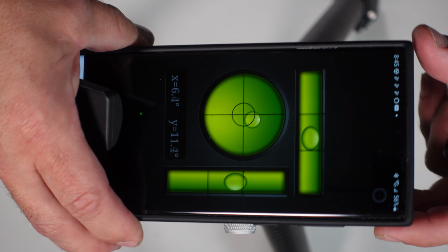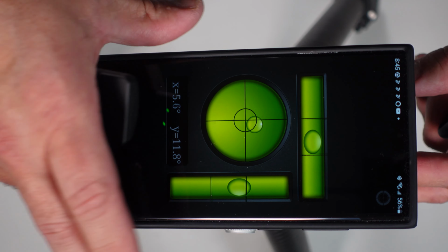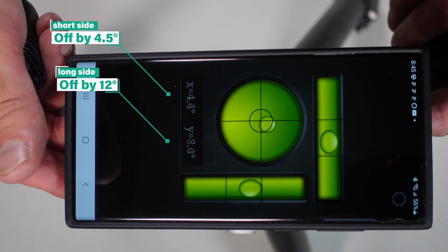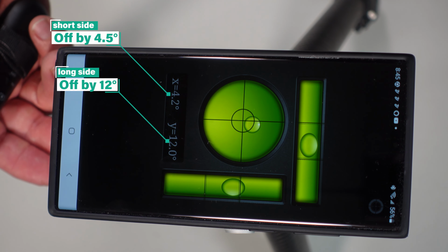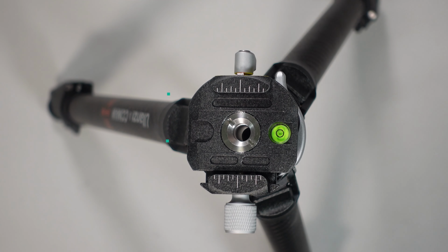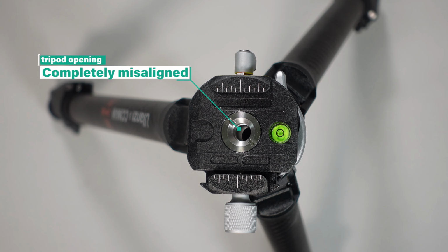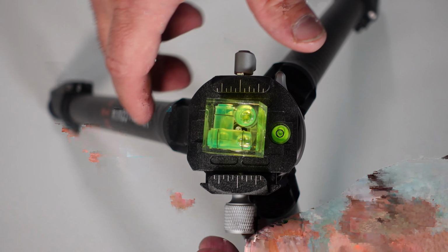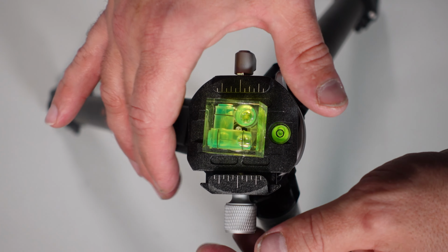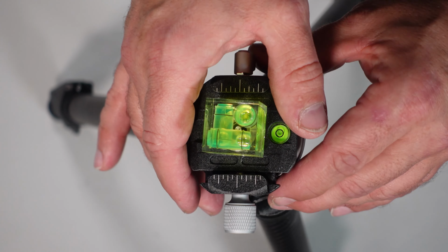Here we go. So you can see how unlevel it is. Okay, so this is very, very unlevel. Now, if I were to actually level it, so I'm gonna go ahead and use this thing right here to level it.